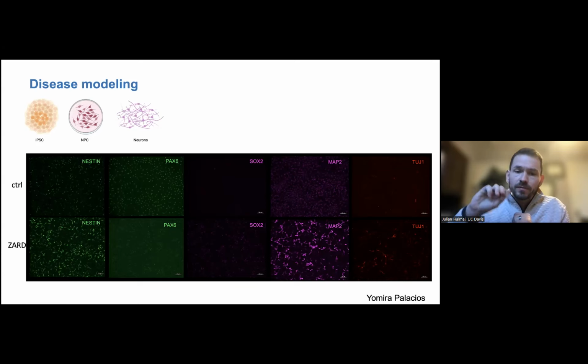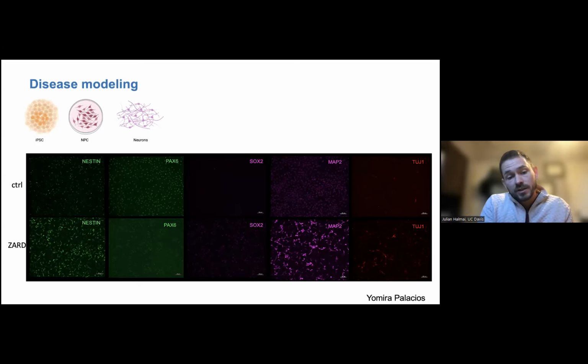They are self-assembled structures that contain different neuronal populations, as well as other support cells of the brain. This work is done by Yumira, who's also on the call. She's a graduate student that I was able to take onto this project with the funds that I received. And she's doing a fantastic job.